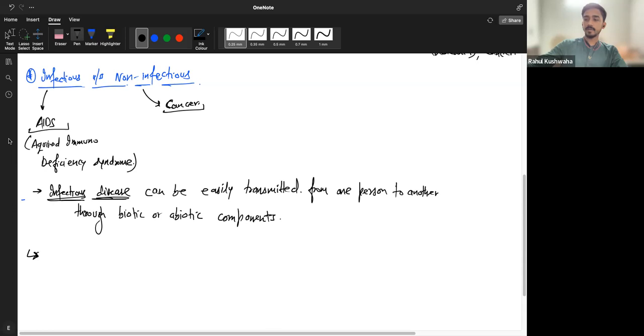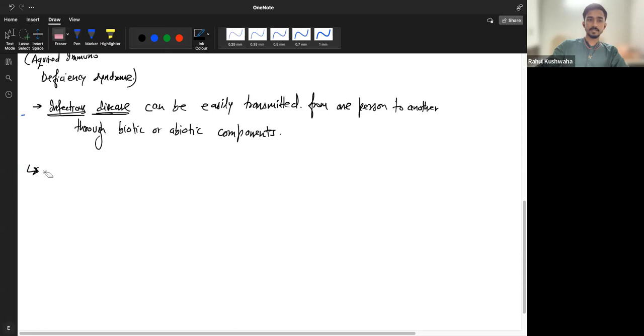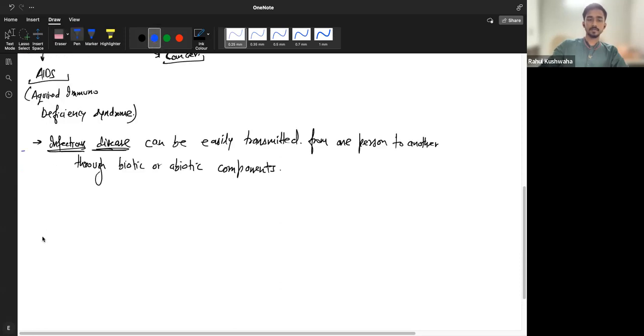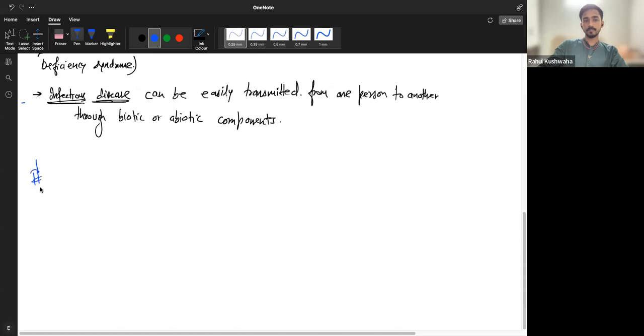Is it clear? Now let's come to some common diseases that we are going to study. Let's divide it like this. Let's first start with a pathogen. Let's start with bacteria. So, diseases caused by bacteria.